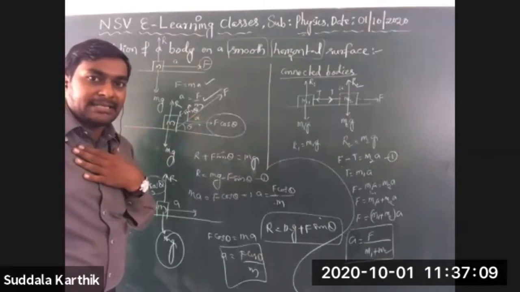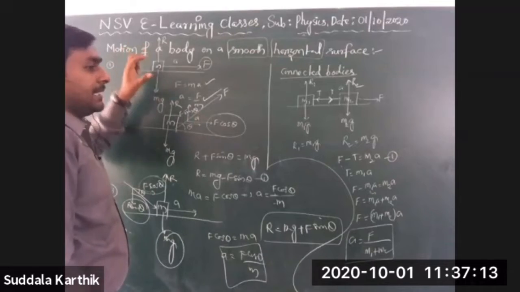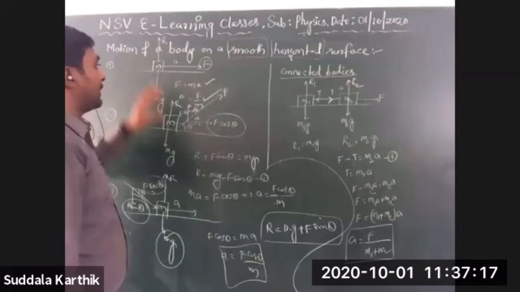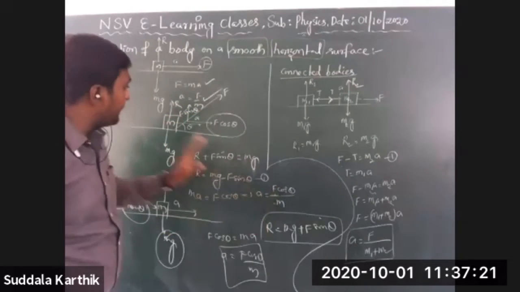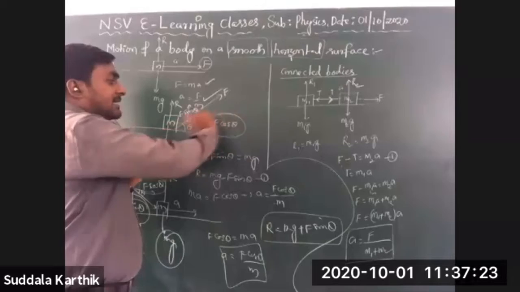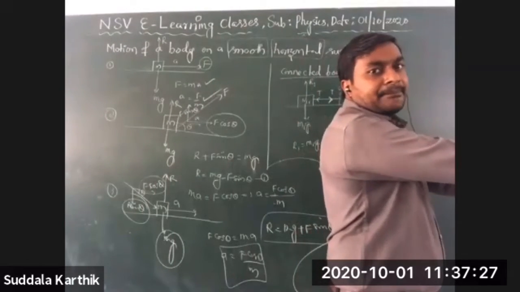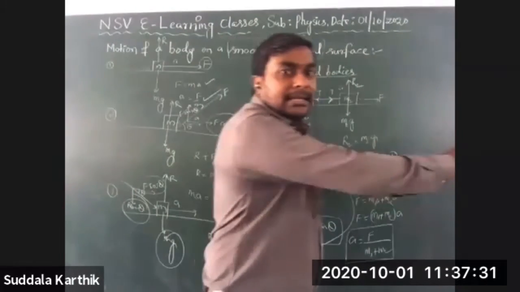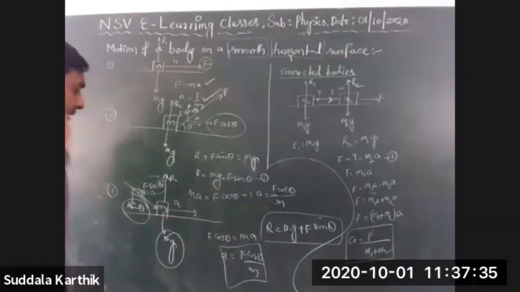My target is to calculate the acceleration obtained by the body when it is in horizontal motion. So a equals F by m. Here a equals F cos theta by m, because in this direction only F cos theta is there. F cos theta is only giving the motion in the horizontal direction. So a equals F cos theta by m.